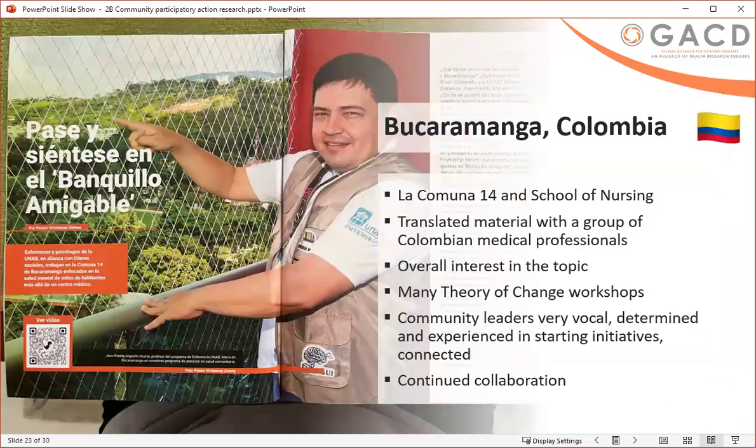Then I worked in Colombia with an amazing group of people, again like you, people who have vision, who have ideas, who want to help, who want to increase equity in mental health services. I worked with a group of Colombian medical professionals to translate material. There was a vast interest in the community, which is very underprivileged in terms of access to mental health care. Again, we did the whole community participatory approaches.